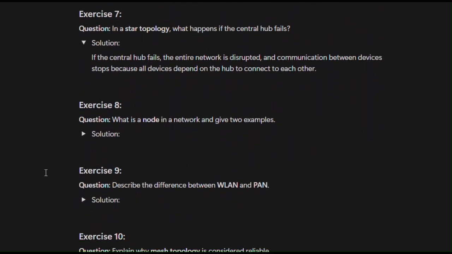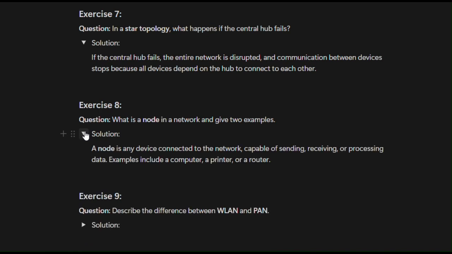Exercise 8. What is a node in a network, and give 2 examples. A node is any device connected to the network capable of sending and processing data. Examples of a node include a computer, printer, or a router.